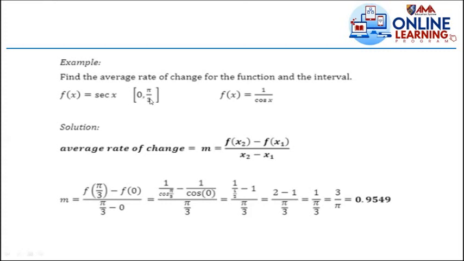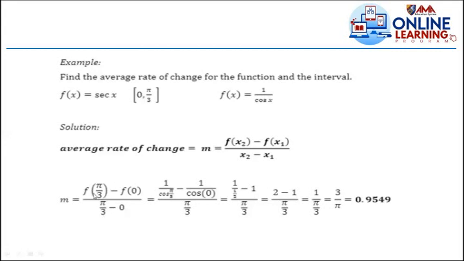Again, these are our x and y coordinates. 0 represents your x1, and pi over 3 represents your x2. So, we have our solution. The average rate of change for the secant line is equal to m, which is f of x2 minus f of x1, divided by x2 minus x1. By this time, your x2 is equal to pi over 3, and x1 is equal to 0.